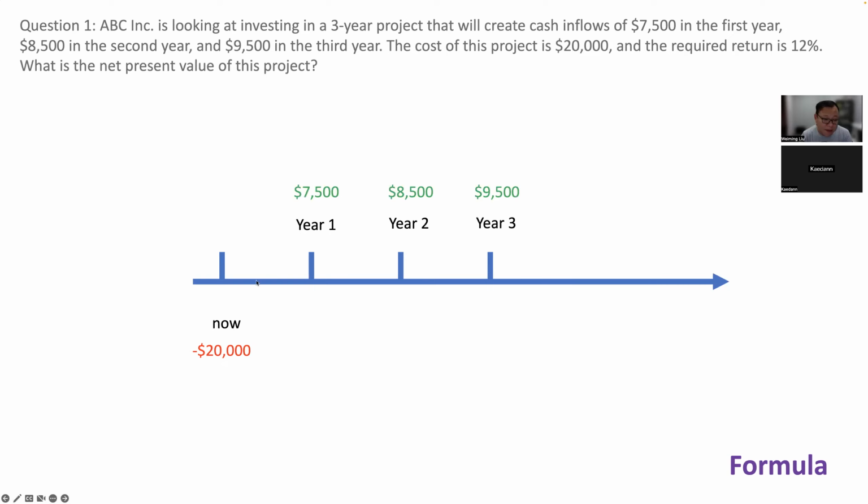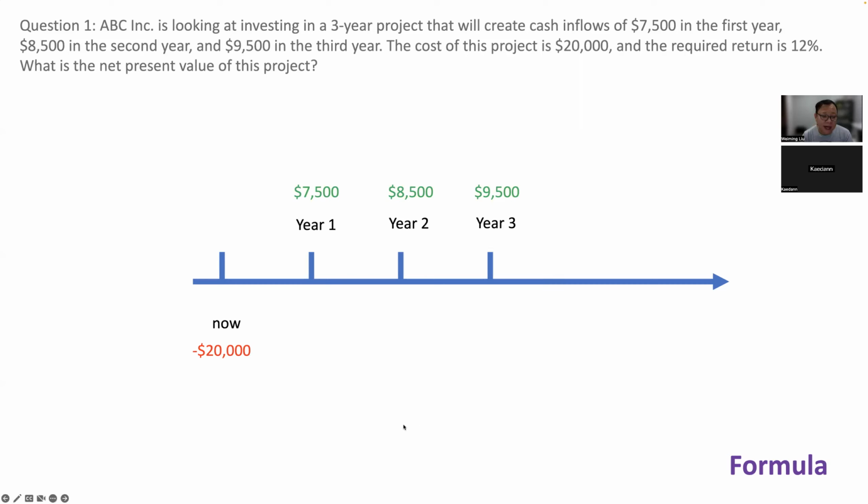And then after you have this investment, you expect to receive future positive cash flows from the project, right? So you're going to have some cash inflows in the future, as indicated, 7,500, 8,500, 9,500 for each of the following 3 years. Okay, so now the question, and you understand that the required return is 12%, and you want to know what is the net present value of this project. So let's take a look at the first approach. We are using the formula.